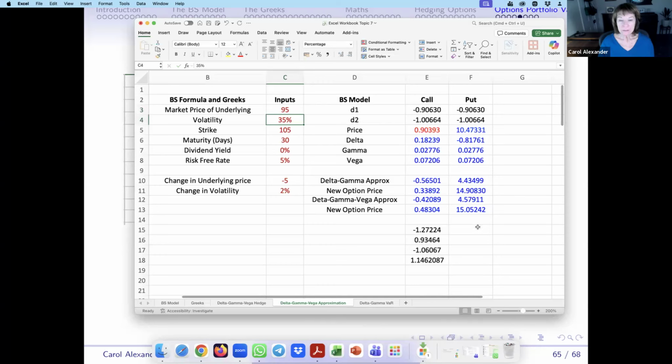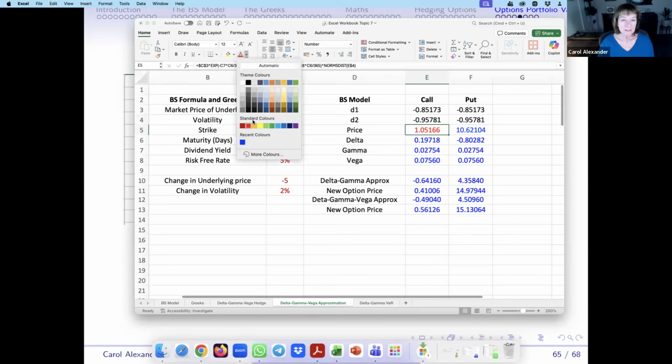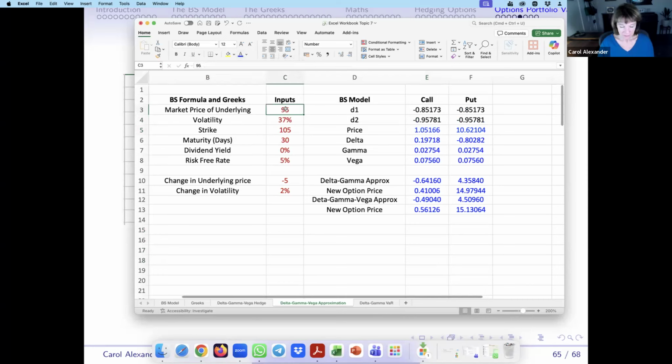And with the change in the volatility for the vega, delta gamma vega, I'd also have to change the volatility to 37%. And yeah, so you can see that they're not particularly accurate for such large inputs. So remember that you add the change to the original price to get the approximation. Just putting this back as it is, because I want to save this spreadsheet.